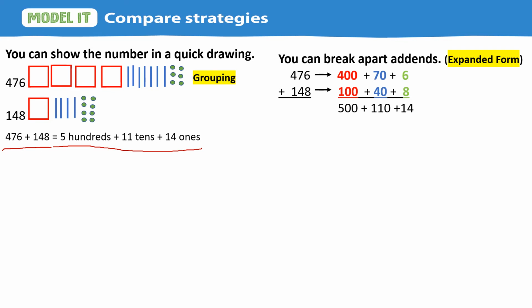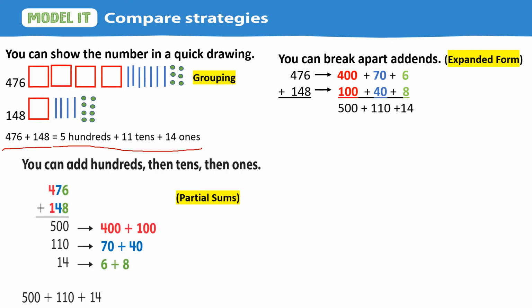Today, though, let's take a look at another strategy. And this one, you notice it says is partial sums. Partial means part of the sum. So when we look at this problem, we don't solve the problem by expanding out the number 476 and 148, but instead we think in expanded form. So in this problem, we started by adding the 400s plus the 100 and getting 500. And we recorded our partial sum underneath the equal sign.